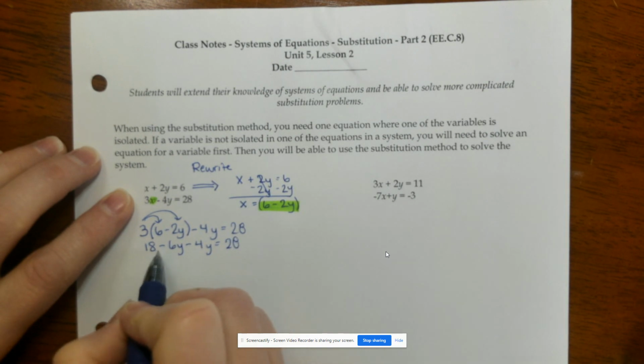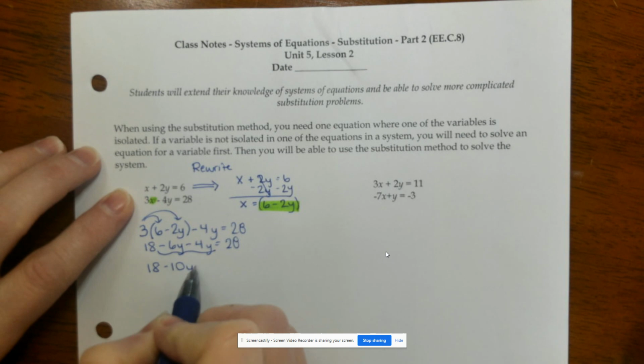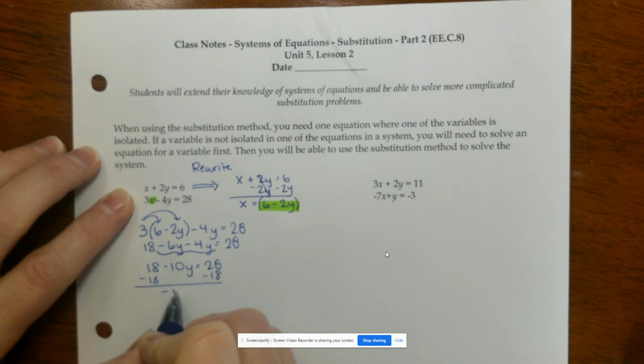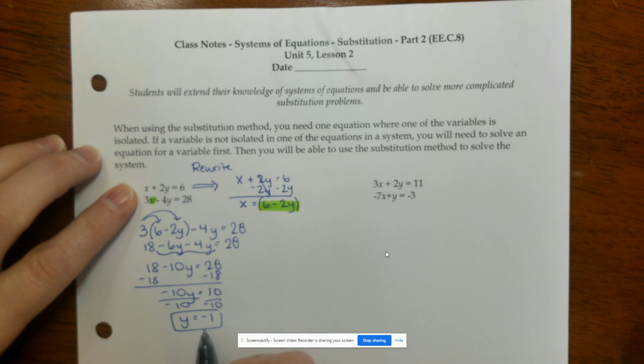So when I go to simplify this, the minus 6y minus 4y altogether becomes minus 10y. So now I have a two-step equation. I'm going to subtract the 18 from both sides and divide both sides by negative 10 and get y equals negative 1. So that is the first part of my solution, right? Because I need an ordered pair. I need an x and a y.